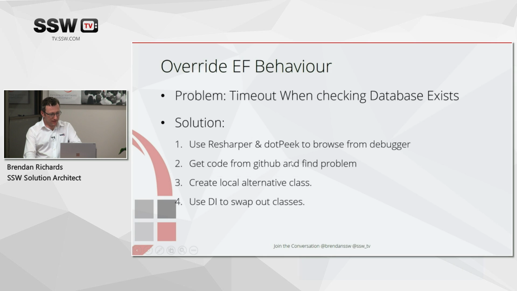So I showed you how to use ReSharper and .peek to browse in, find a problem, get code from GitHub and find the actual class, and then override that class to create an alternative, and then use dependency injection to just swap that out at configuration time and carry on with a changed system.